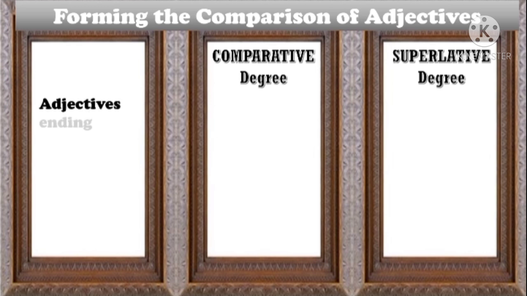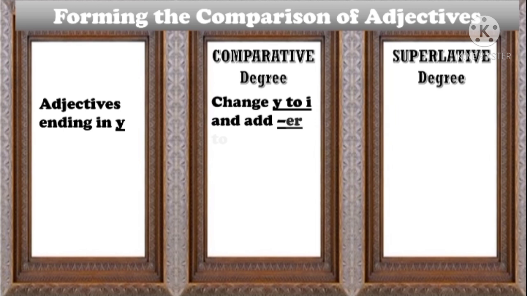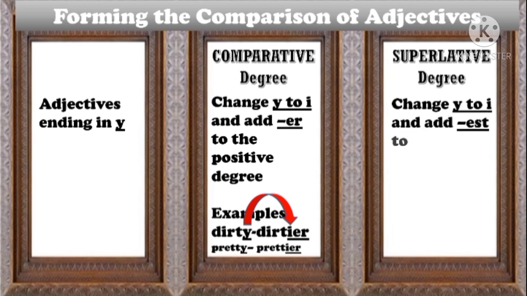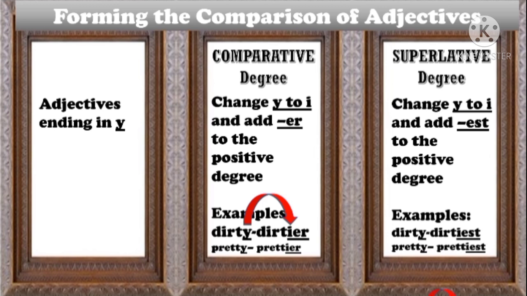Another one is adjectives ending in y. In comparative degree, change y to i and add er to the positive degree. Examples: dirty becomes dirtier, pretty becomes prettier. And for the superlative degree, change y to i and add est to the positive degree. Examples: dirty becomes dirtiest, pretty becomes prettiest.